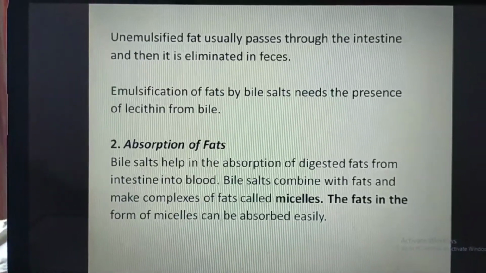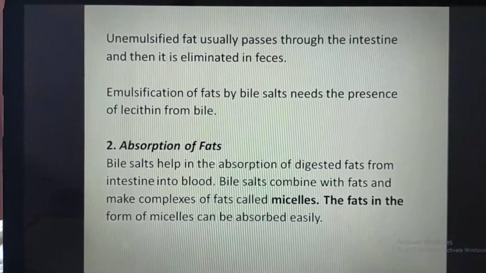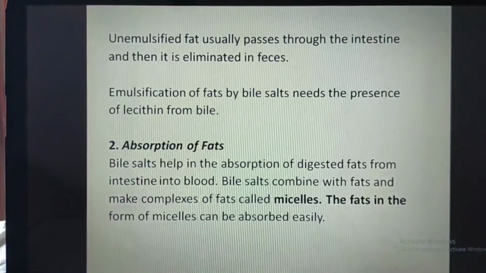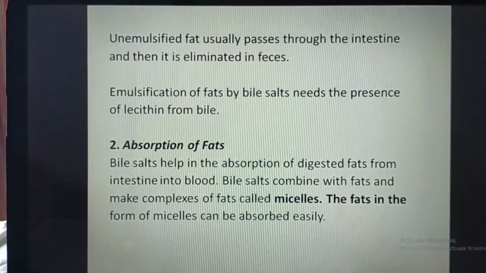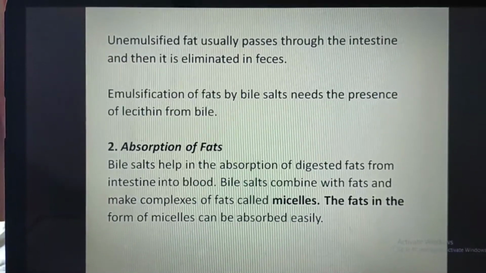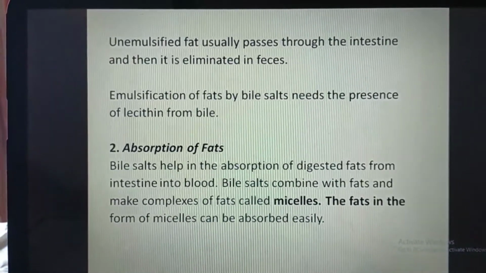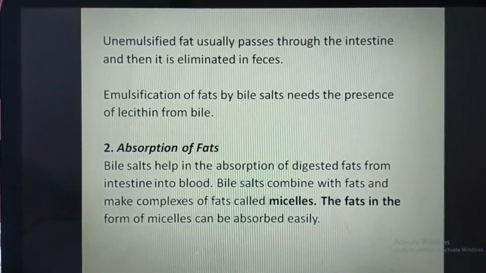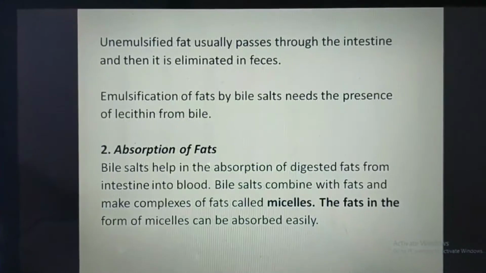Second function would be the absorption of fats. Bile salts help in the absorption of digested fats from the intestine into the blood. Bile salts combine with fats and make complexes of fats called micelles. The fats in the form of micelles can be absorbed easily.